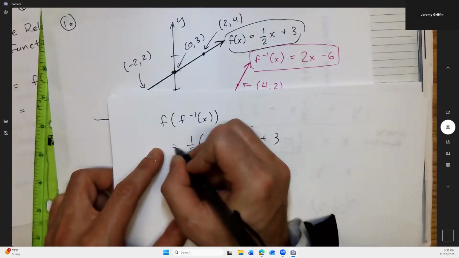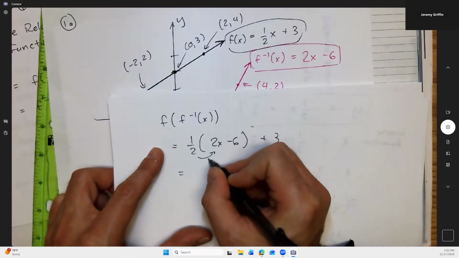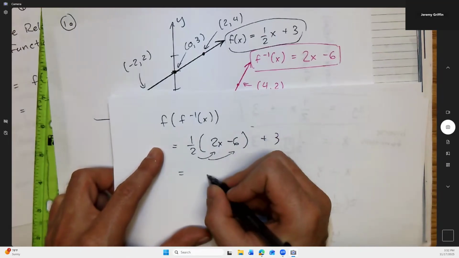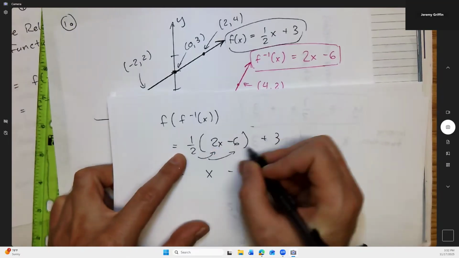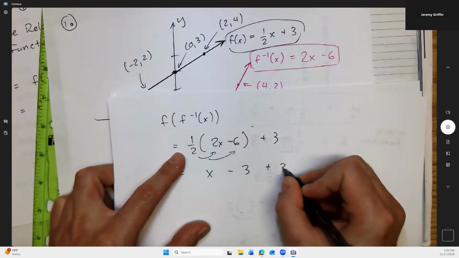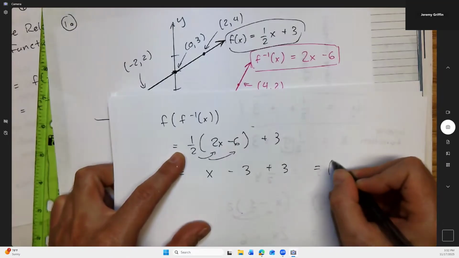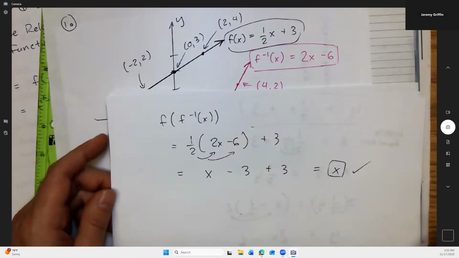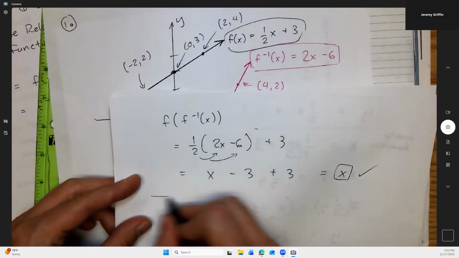So let's play this out. Okay. So see, the 1 half can distribute. That'd be half of 2x is x, and then half of negative 6 is negative 3, and then plus 3. Oh yeah! Look at that! Equals x, just like I promised you guys it would be. It totally is, right? Let's try it the other way around.